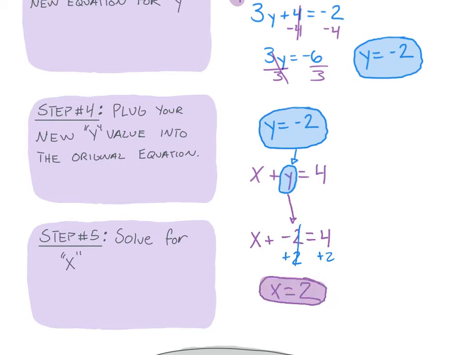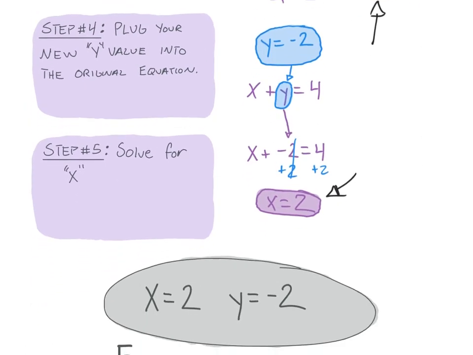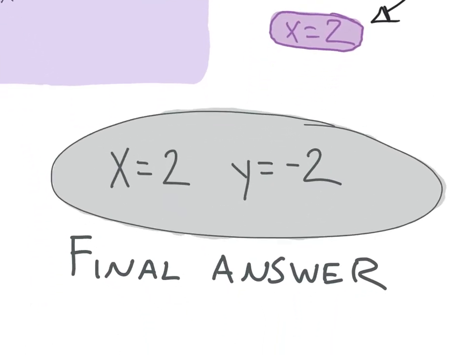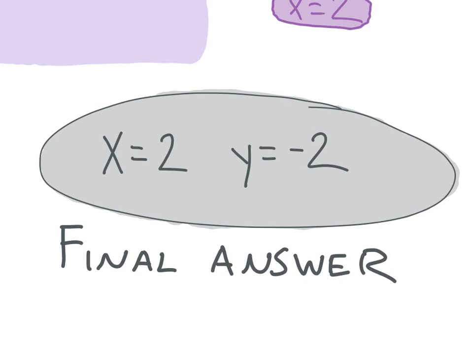Now we're going to take our two different answers of y equals negative 2 and x equals 2, and we're just going to write them out, and it's going to look like this. There's our final answer. x equals 2 and y equals negative 2. That will make both equations true. Now, just for fun's sake, we're going to plug both of these values into our original equations, and we're going to show how that makes our equations true.